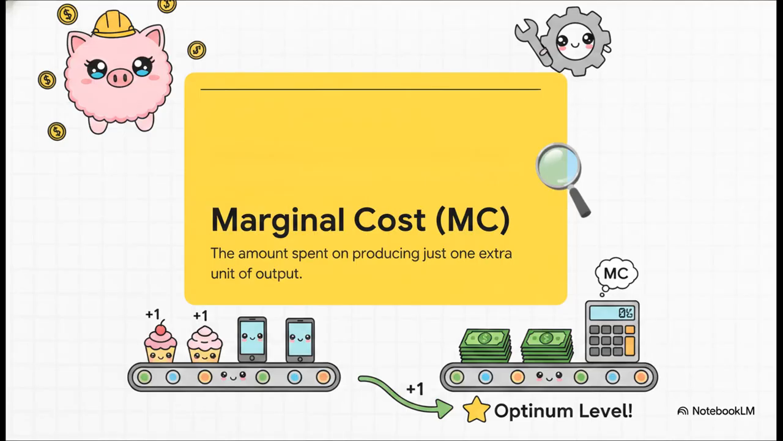Now, this brings us to a literal magic number when a business decides to grow: marginal cost. Basically, this is just the amount spent on producing exactly 1 extra unit of output. Why is this such a game changer? Because tracking the cost of that very next unit is the absolute secret to finding a company's technical optimum level. That's the sweet spot where inputs are combined super efficiently and average costs drop to their absolute minimum.